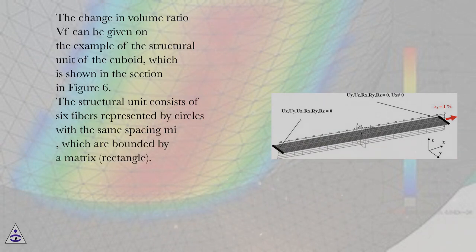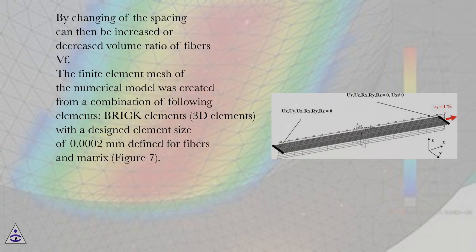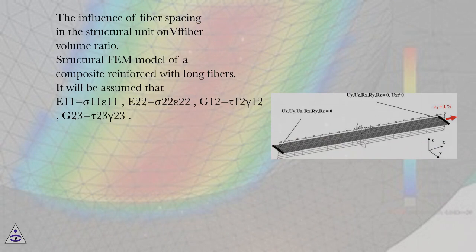The change in volume ratio VF can be given on the example of the structural unit of the cuboid, which is shown in the section in Figure 6. The structural unit consists of 6 fibers represented by circles with the same spacing μ, which are bounded by a matrix, rectangle. By changing the spacing, the volume ratio of fibers VF can then be increased or decreased. The finite element mesh of the numerical model was created from a combination of the following elements: brick elements, 3D elements, with a designed element size of 0.0002 mm defined for fibers and matrix, Figure 7. The influence of fiber spacing in the structural unit on fiber volume ratio. Structural FEM model of a composite reinforced with long fibers.